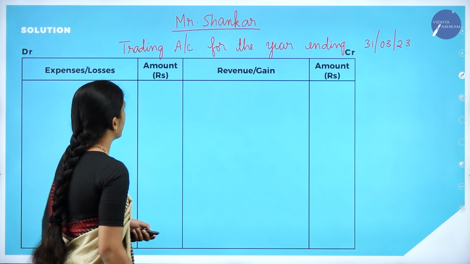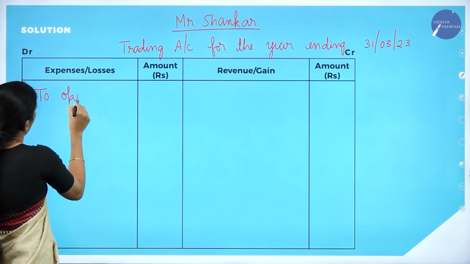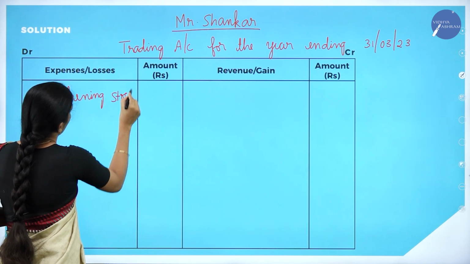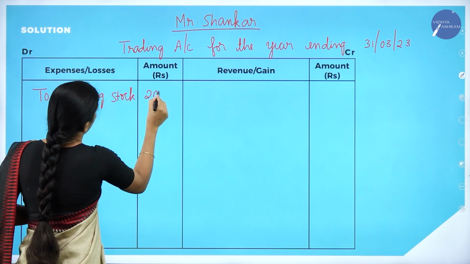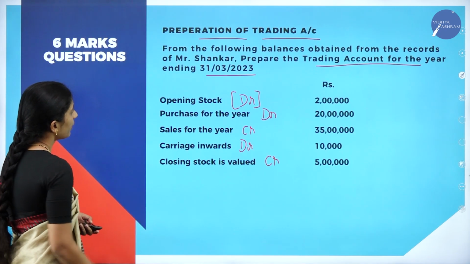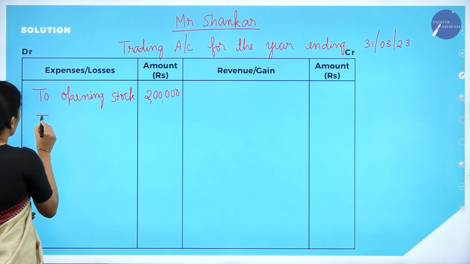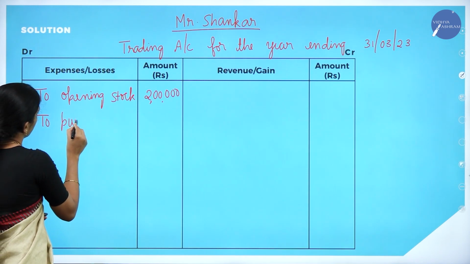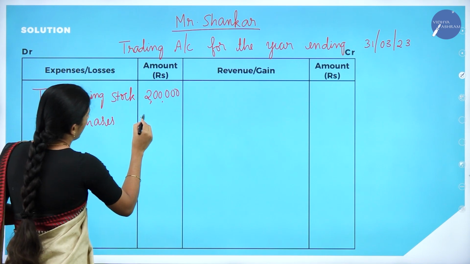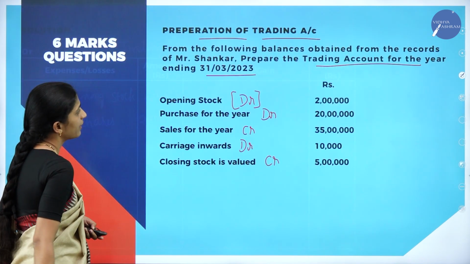So we have to opening stock, 2 lakh. Next we have purchases, 20 lakh. So to purchases. We don't have returns, so we can write in the outer column directly. To purchases, 20 lakh.